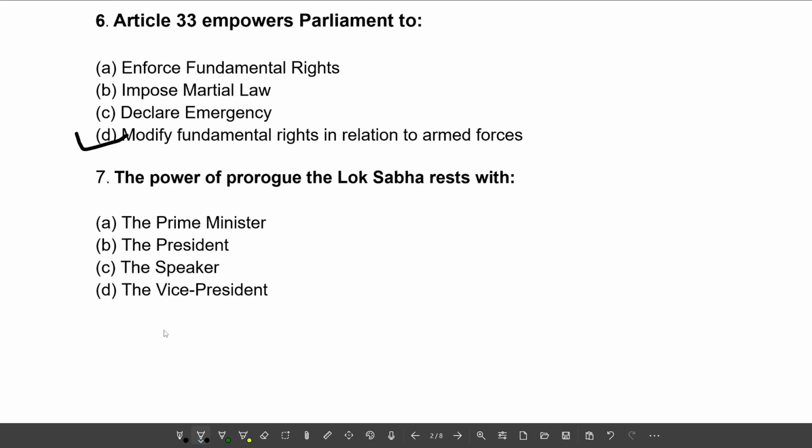Next question. The power to prorogue the Lok Sabha rests with option A, the Prime Minister; option B, the President; option C, the Speaker; option D, the Vice President. So the correct option will be option B, the President.